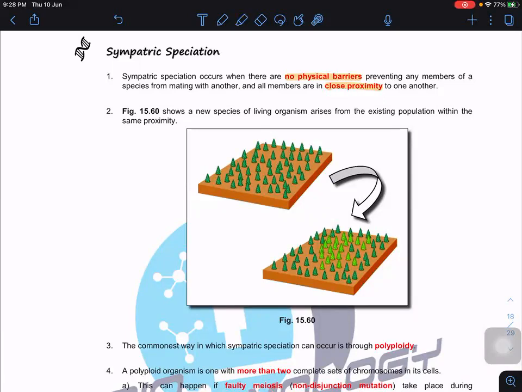Okay, if you look at this, originally they belong to the same species, but due to certain particular events, they develop into two different species. Initially they belong to the same species, one population. Now from one population, they become two different species.